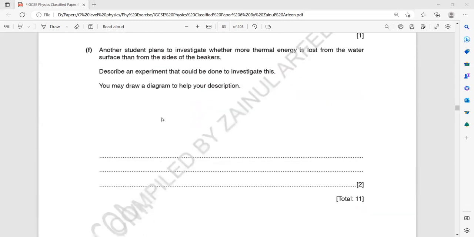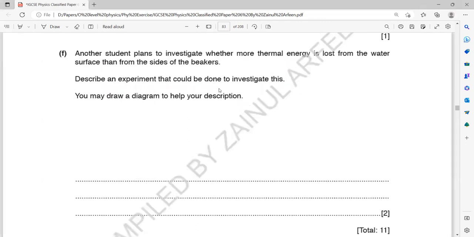Another student planned to investigate whether more thermal energy is lost from the water surface than from the sides of a beaker. Describe an experiment that could be done to investigate this. You may draw a diagram. So the student wants to investigate whether more energy is lost from the surface or from the sides of a beaker. So what should he do?